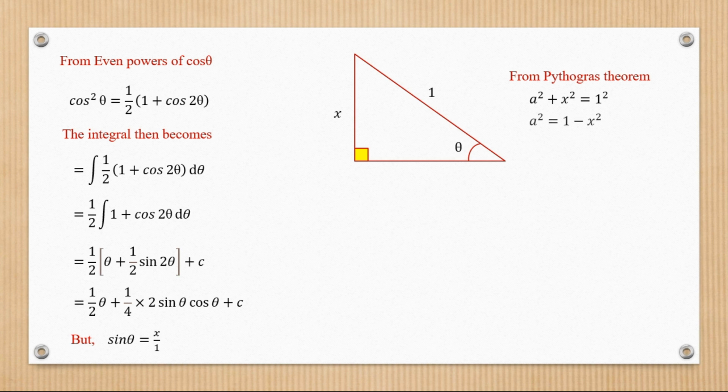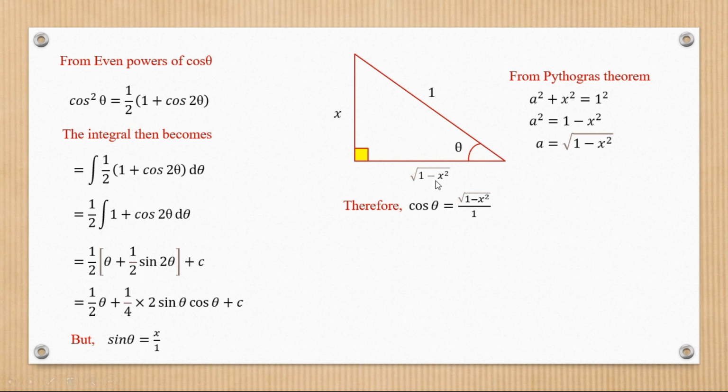Now a is the value we're looking for. So a squared shall be equal to 1 minus x squared, of which a shall be equal to the square root of 1 minus x squared. So now we know the value of the adjacent of the angle.